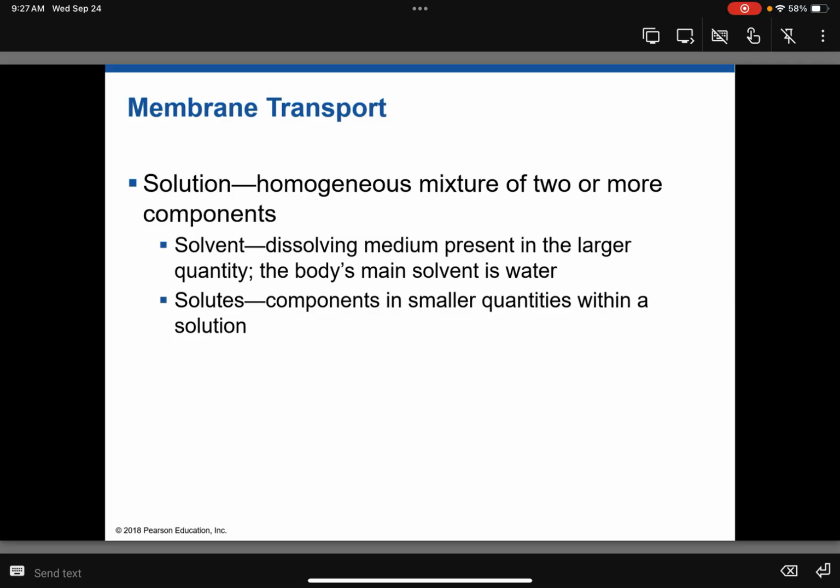So when we talk about metabolism, we talk about chemical reactions that take place within the cells. A lot of those chemical reactions take place because of the solutions that are present, things that are dissolved in water that can then undergo a chemical reaction.